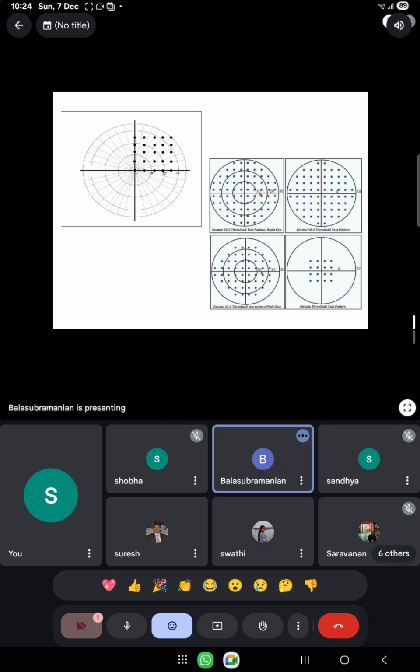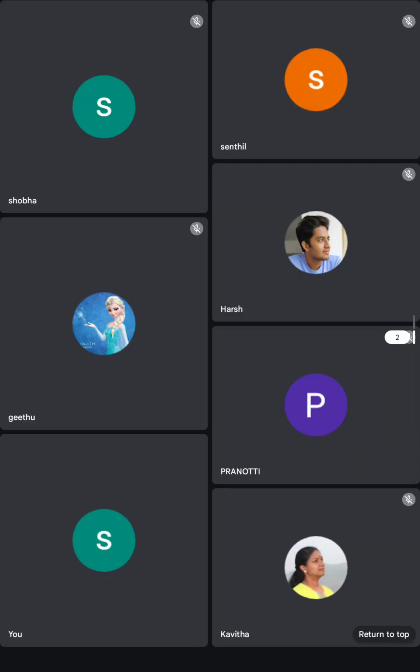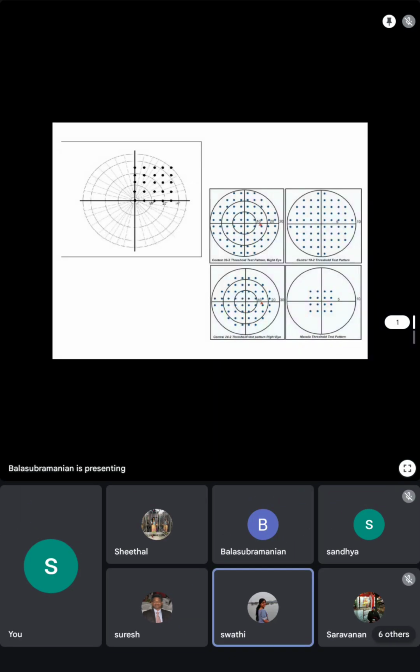What is this? Select like 2 points above and 2 points below the horizontal. Sandhya, you are not audible clearly. Sheetal? You can try, Dr. Sheetal. Yes, sir.